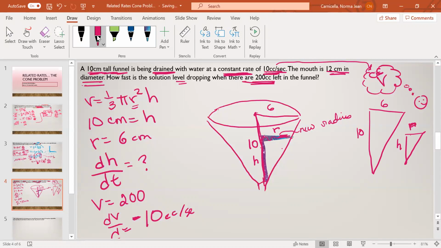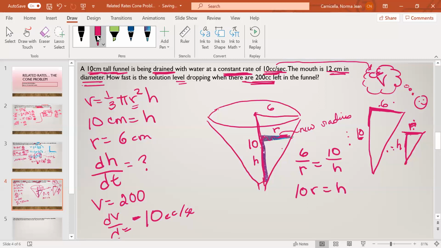All right, let's set up a proportion. I'm going to use 6 is to R as 10 is to H. Some people might go 6 is to 10 as R is to H. Just make sure you're consistent. If you go this part of this triangle is to this part of the other triangle, then you're consistent. But I'm going top is to top as height is to height, so 6 is to R as 10 is to H.